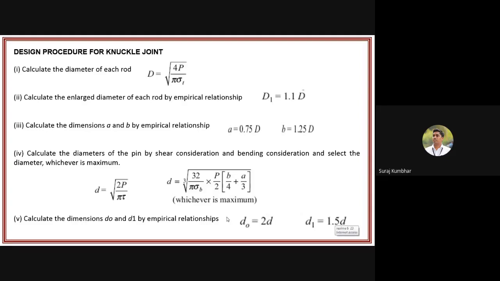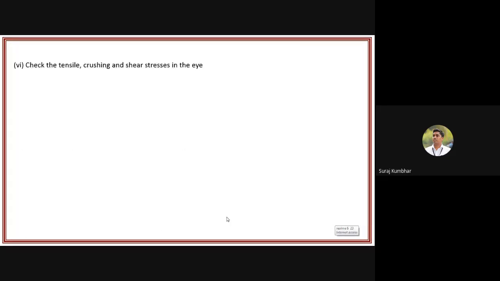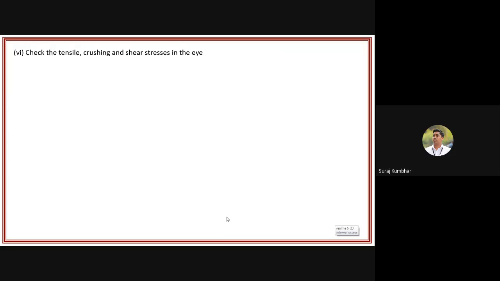Yes, okay. Now the sixth one. Now the next, check the tensile, crushing, and shear stresses in the eye. Already I have told you. Now you have to check the tensile, crushing, and shear stress in the eye, single eye, as well as in the double eye. But those three conditions are applicable for both single eye and double eye. Now first we'll check the tensile stress.